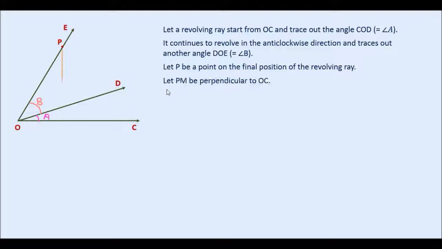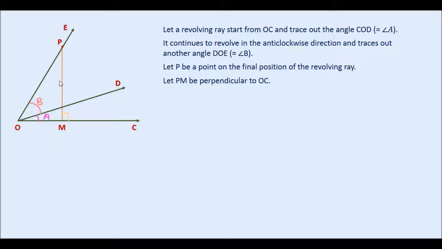So for that, we draw a perpendicular PM from this point P on OC. So let PM be perpendicular to OC. Now as soon as we have this perpendicular dropped, we have this triangle POM, which is a right angled triangle, right angled at this point M. That is angle PMO is equal to 90 degrees. So we can say sine of angle A plus B will be equal to PM by OP.